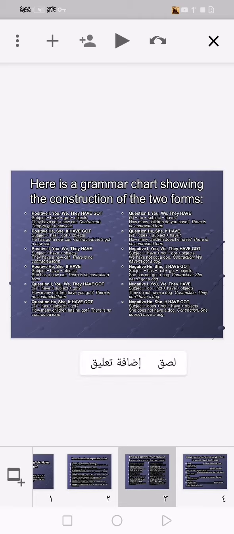After the thing, an object comes. In the negative case, he, she, it has not got, so we say has plus not plus got plus object. In the question case, have I, you, we, they got also works, but in the negative it becomes subject plus do plus not plus have plus object.